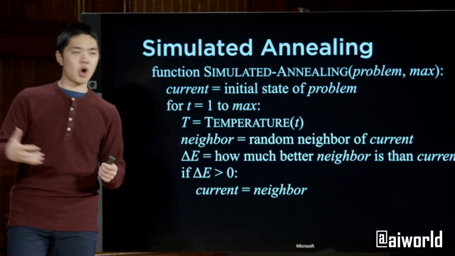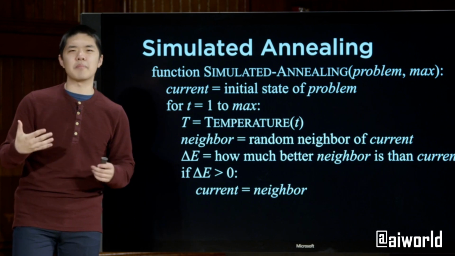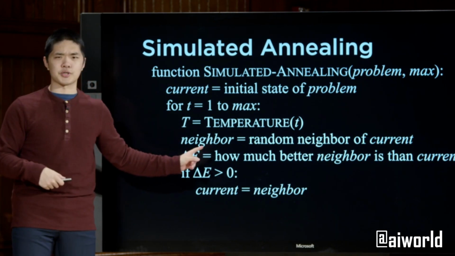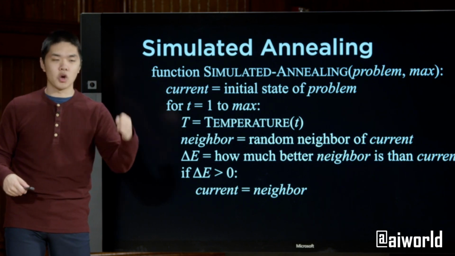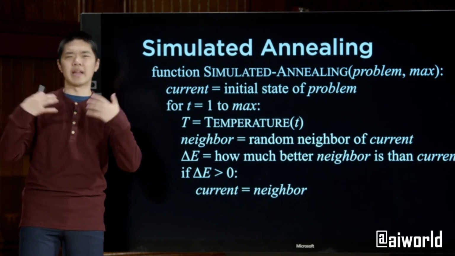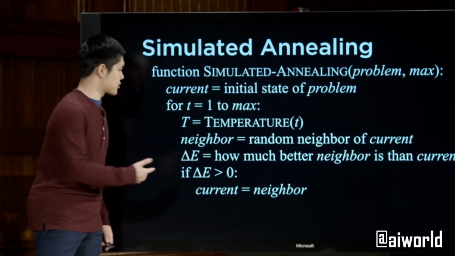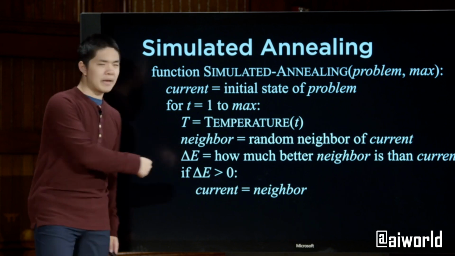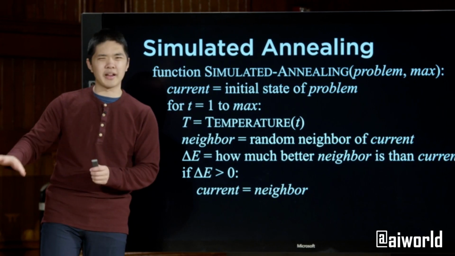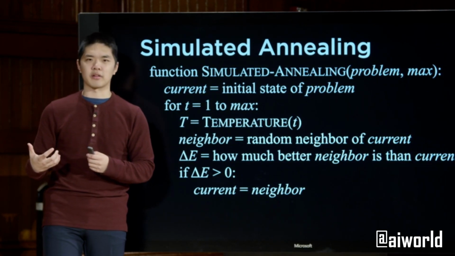Well, we're going to accept a worse state with some probability. And that probability needs to be based on a couple of factors. It needs to be based in part on the temperature, where if the temperature is higher, we're more likely to move to a worse neighbor. And if the temperature is lower, we're less likely to move to a worse neighbor. But it also, to some degree, should be based on delta E. If the neighbor is much worse than the current state, we probably want to be less likely to choose that than if the neighbor is just a little bit worse than the current state.